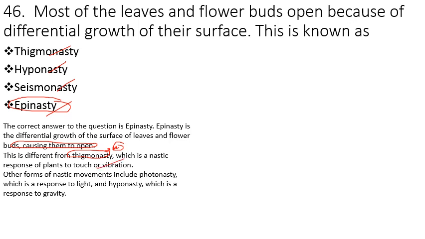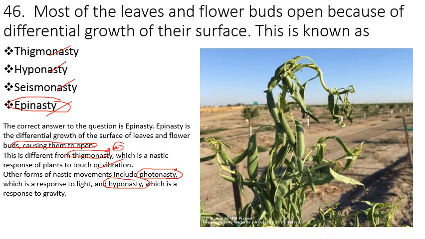In addition to this, we have some other types of nastic movements, like we have photonasty. Photo means light, so it is a bending or movement towards light. Then we have hyponasty. Hyponasty means when growth is in the upward direction, it helps in closure of flowers. That we'll understand with the help of an image.